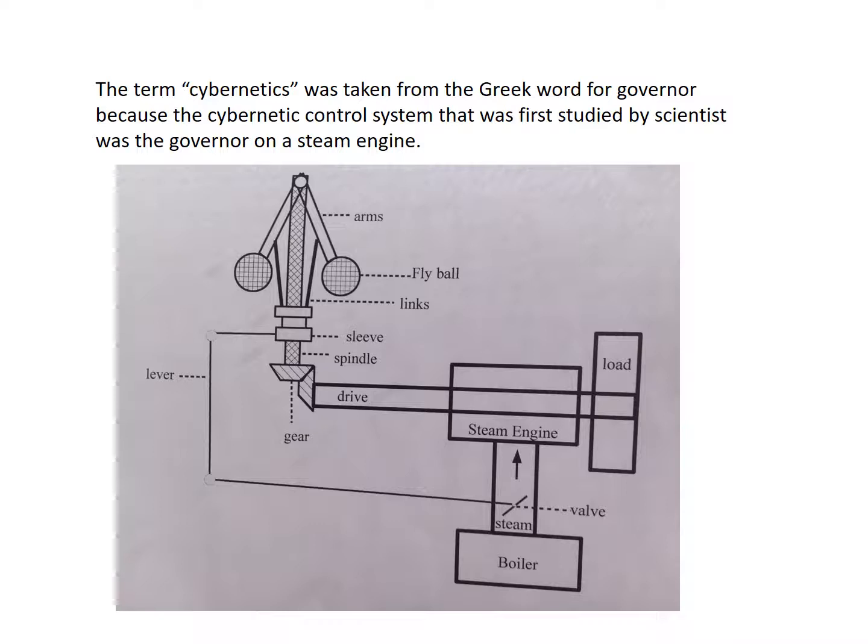The term cybernetics was taken from the Greek word for governor, because the cybernetic control system that was first studied by scientists was the governor on a steam engine. This is a diagram of the governor on a steam engine. We will go through it one part at a time.